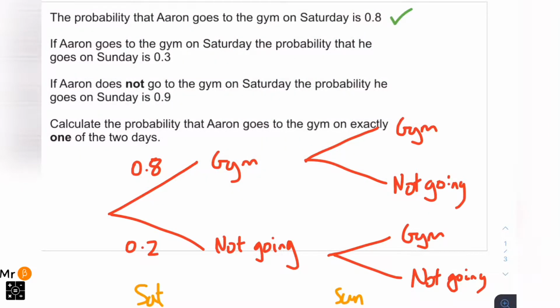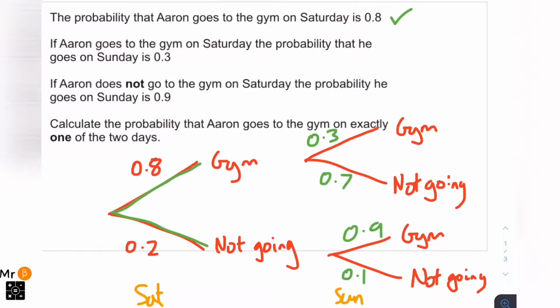So it tells you if Aaron goes to the gym on Saturday, that means we're looking at this tree diagram here, the probability that he goes on Sunday would be 0.3. So therefore the probability doesn't go is 0.7. However, if he doesn't go on Saturday, that tells you the probability he will go on Sunday is 0.9, therefore the probability he won't go is 0.1.